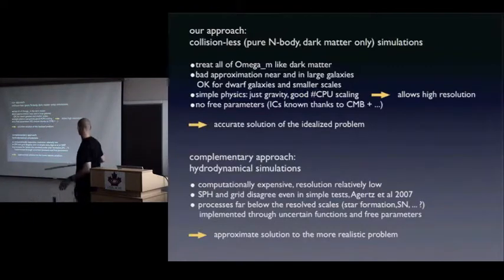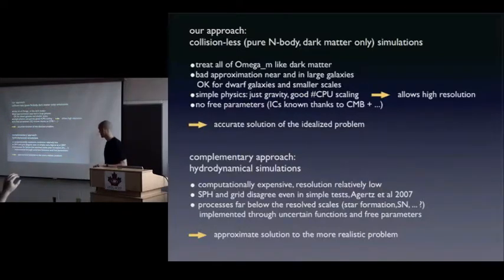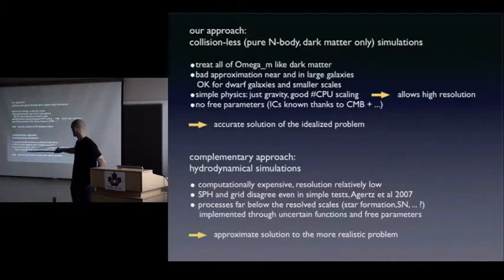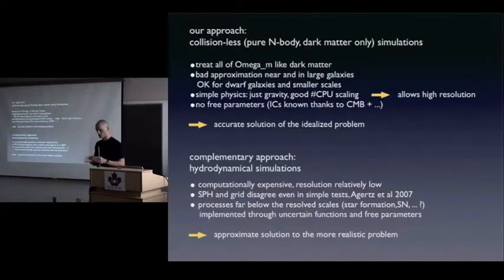So by that I mean star formation, supernova, and the feedback from these processes. Maybe also AGNs, like the black holes, and cosmic rays. These are all things that are important. So in this approach, one has to implement them somehow through subgrid physics, which introduces uncertain functions and parameters.